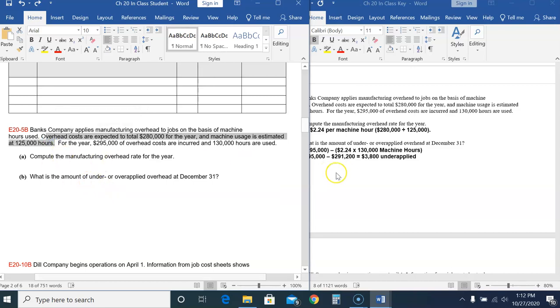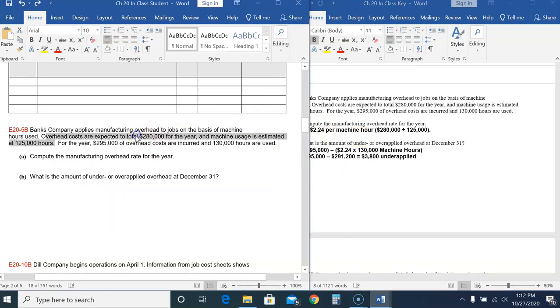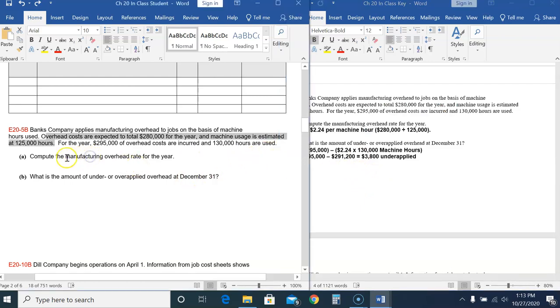Calculate the predetermined overhead rate. We need to divide the total estimated overhead by the total estimated activity. Total estimated overhead divided by 125,000 machine hours gives us a predetermined overhead rate of $2.24 per machine hour. That is the manufacturing overhead rate, or the predetermined overhead rate.